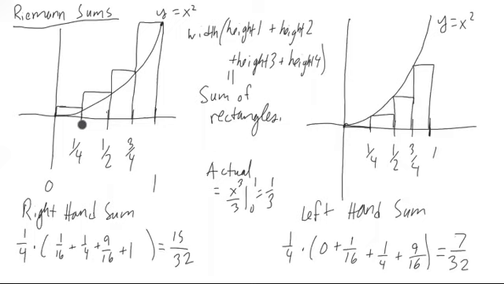Now, it's common practice to make all the rectangles have the exact same width. So here I'm using 4 rectangles, so I just split up 1 into 4 parts. So I take the total length, which is 1 divided by 4, so each one has a width of 1/4.